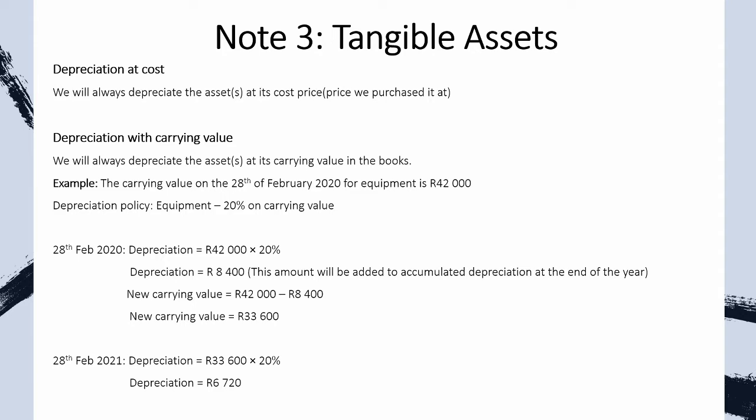Depreciation on carrying value is the one that most of you get confused with. You're not sure how to calculate it. We will always depreciate the asset at its carrying value in the books of the business. So here is an example for you to see.